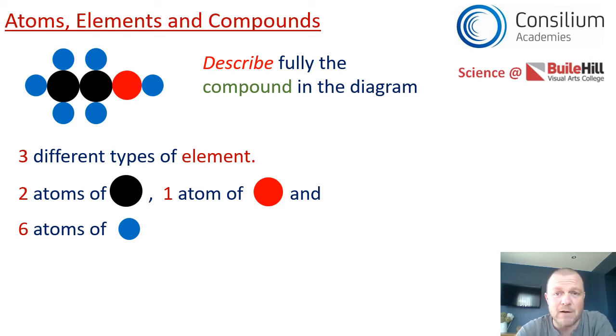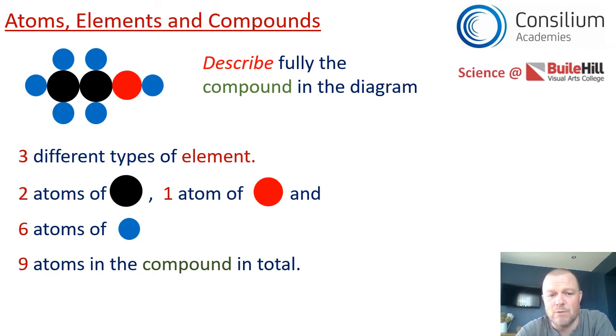And the final thing that we could say is we could describe the total number of atoms in that compound. And so the answer to that part would be 9, because if you add 6 and 2 and 1 together, we can see that we've got 9 atoms in that compound in total. Well done if you got that correct.